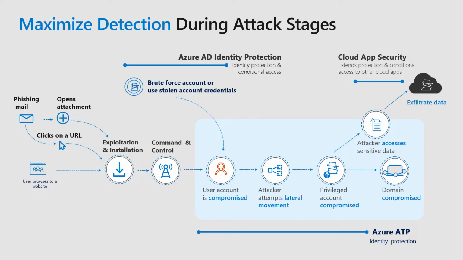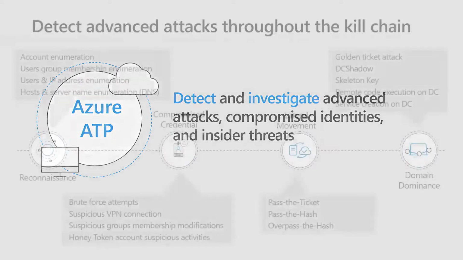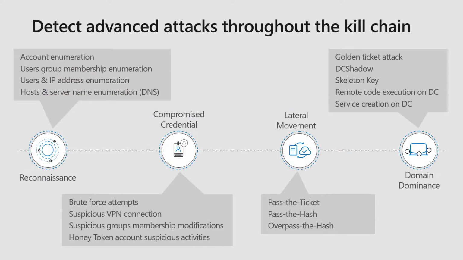But what we're going to look at today is Azure ATP, and that's protecting your Active Directory environment. So today that's mainly your on-premises environment. We're looking at the network traffic, and we're looking for compromised users, for lateral movement, and we're looking for those domain dominance phases. So we're going to focus on Azure ATP. We're looking to not only detect, but also help you investigate these kind of threats. And these are the kind of detections that Azure ATP can look at.